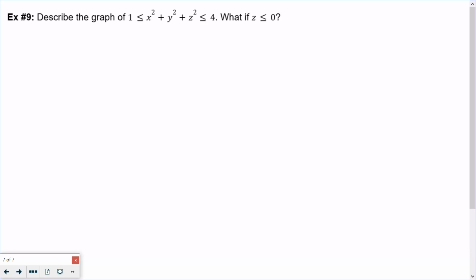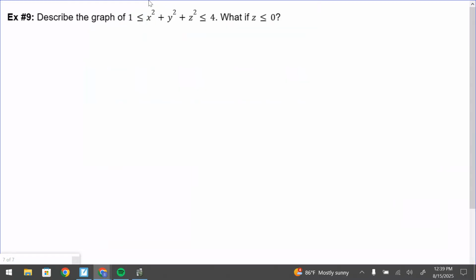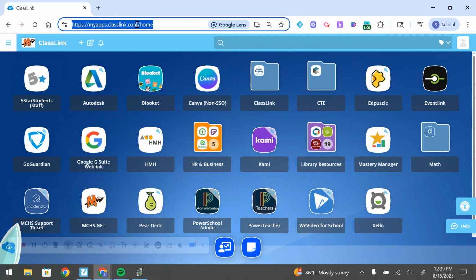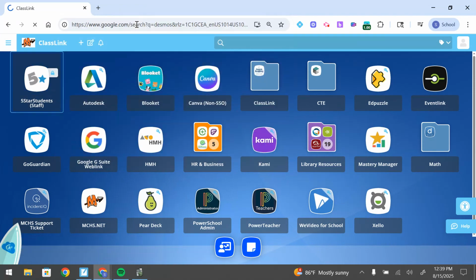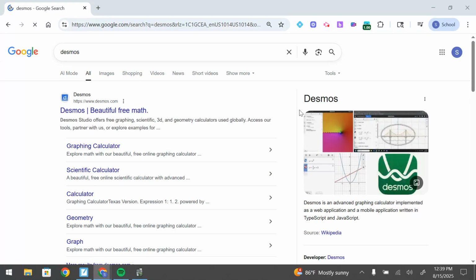Okay, describe this graph. Just describe it. Doesn't even ask you to graph it. Okay, let's go ahead and do that real quickly. Okay, I'm going to come over here. Let's see. And then I'm going to show you guys. It's Desmos. Okay, so you can go to Desmos. Please use this website to explore. Okay, it's really, really helpful.